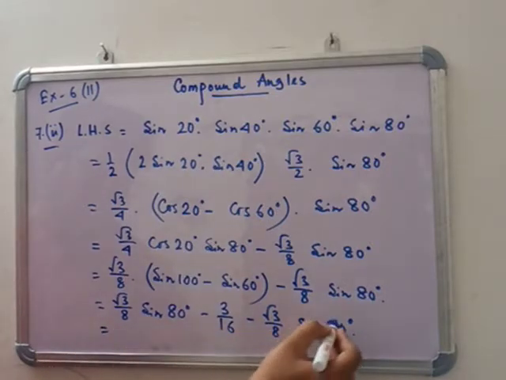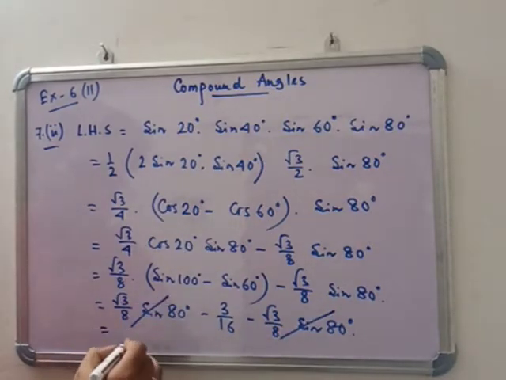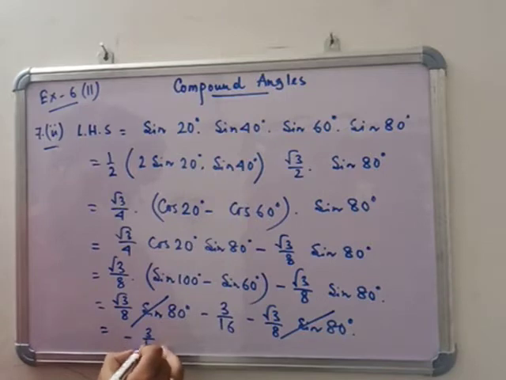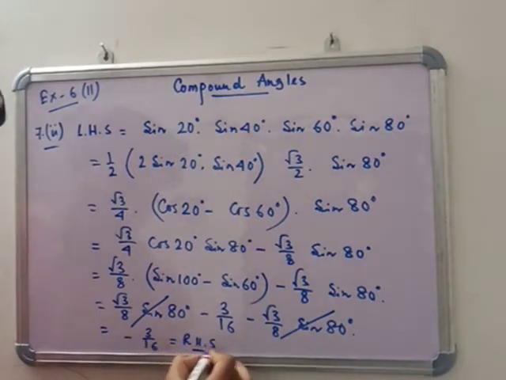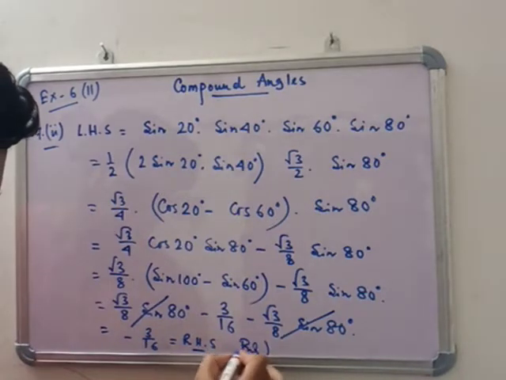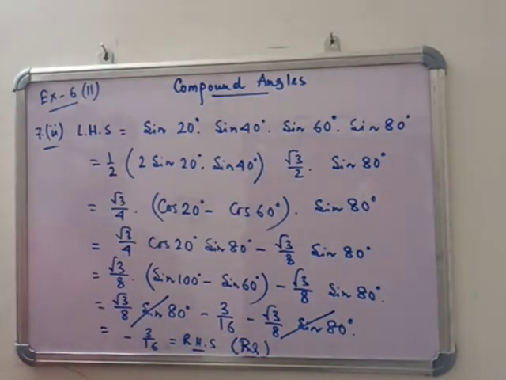So that means this part and this part is cancelled, so we get minus 3 by 16, which is given as right hand side. So sine 100 means sine 80. That means 100 means 180 minus 80. That means second quadrant, that is sine. So sine 80. Okay. Note it down. Next one.